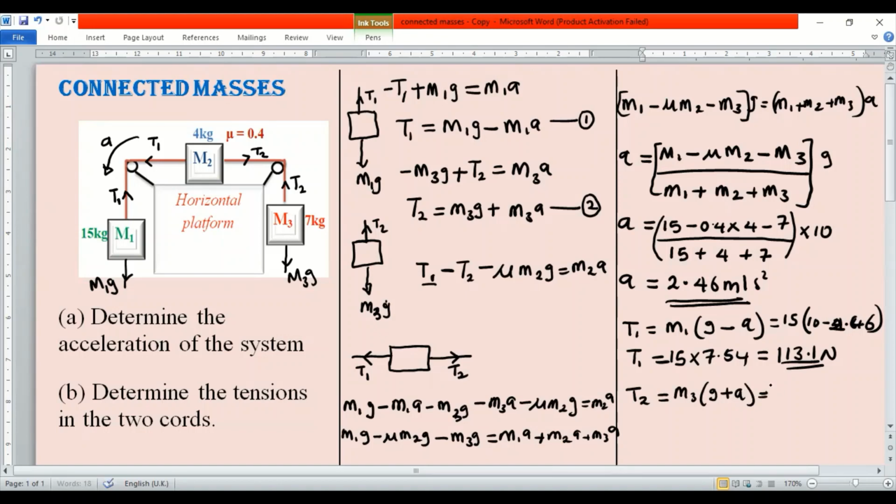To get T2, you apply equation 2, that's M3 into G plus A. M3 is 7 into 10 plus 2.46. So you have 7 times 12.46, and that is 87.22 Newton. So this is the solution to the connected mass problem.